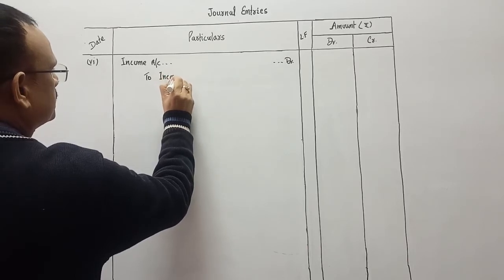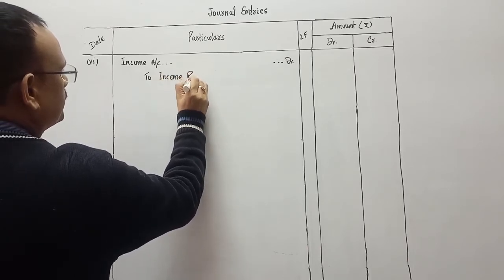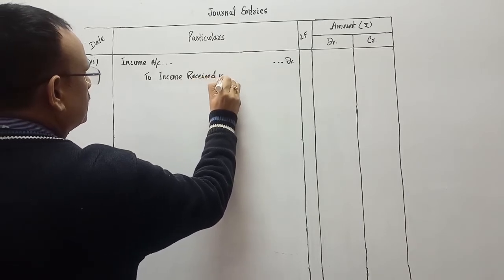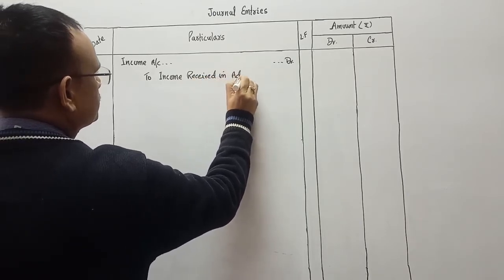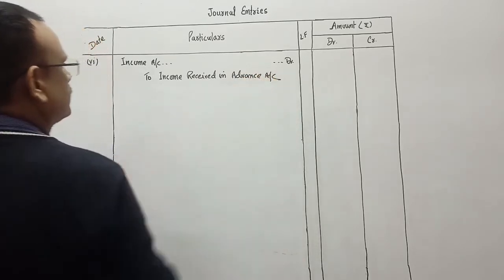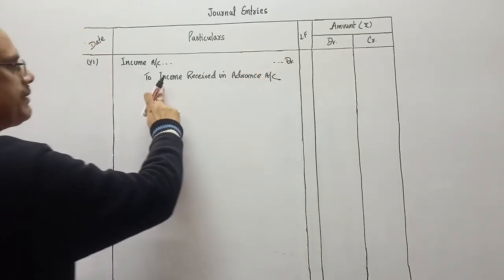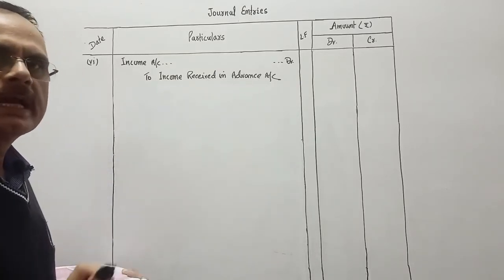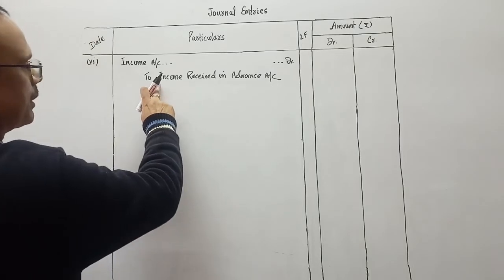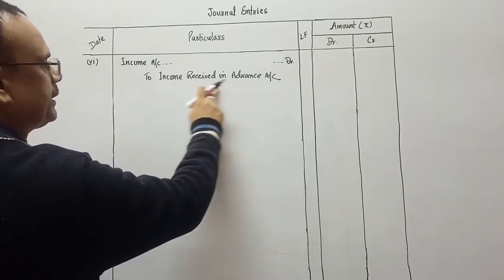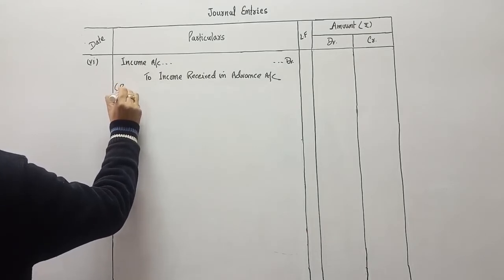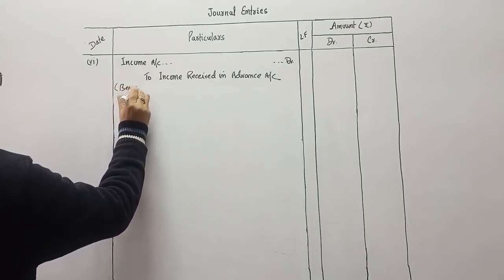Income received in advance account will be credited. This income received in advance is also known as unearned income. So you may write unearned income over here or income received in advance. So narration will be very simple.